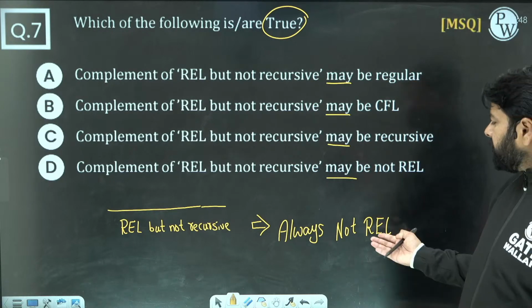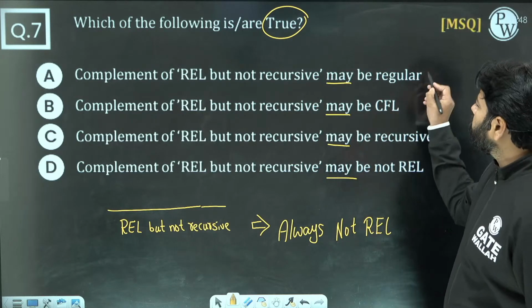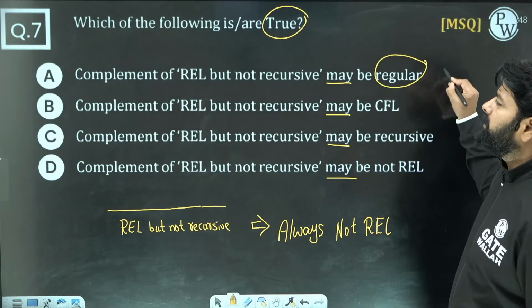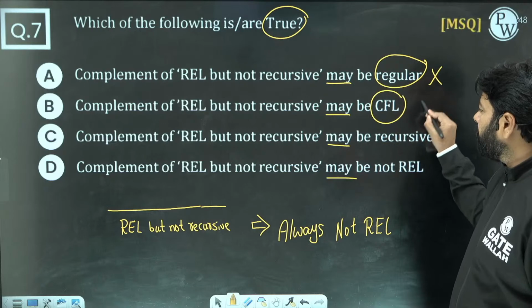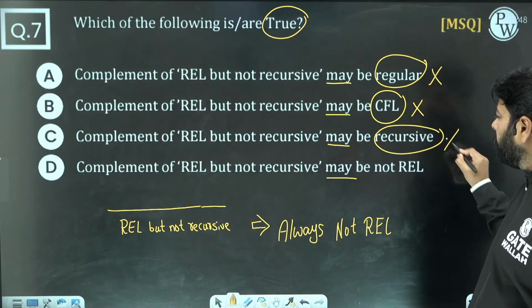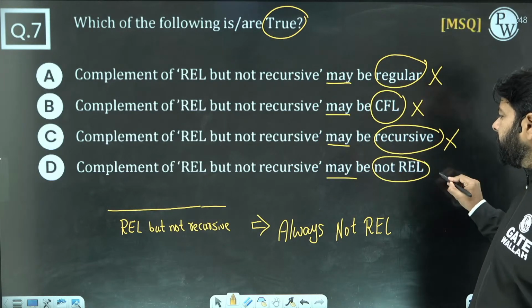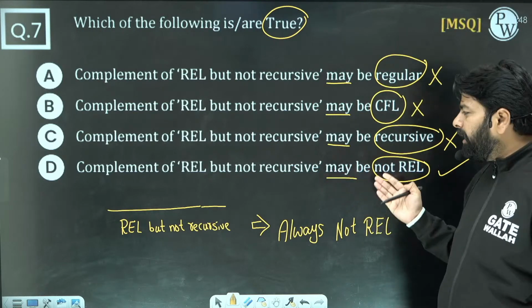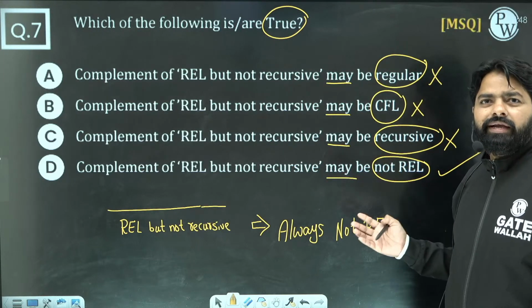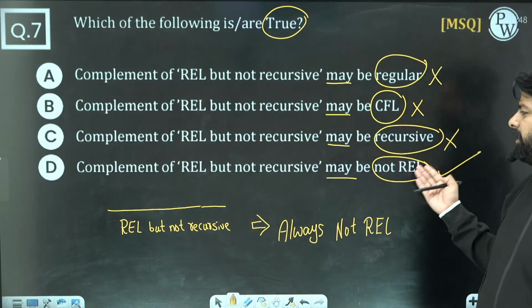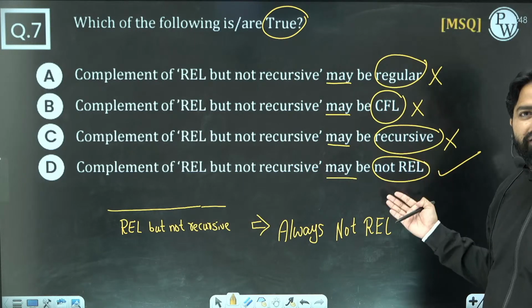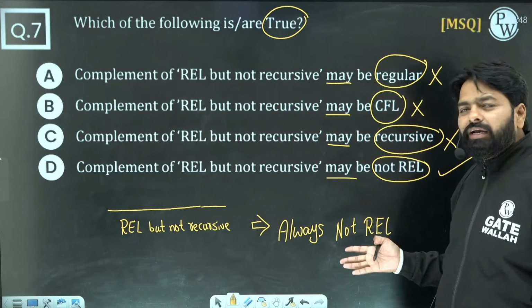Now, if it is always not REL, can you choose regular? No. Can you choose CFL? No. Can you choose recursive? No. Can you choose not REL? Yes. It is actually not only maybe, it is always, right? So this will be the right answer. Maybe not REL, that is always not REL here.